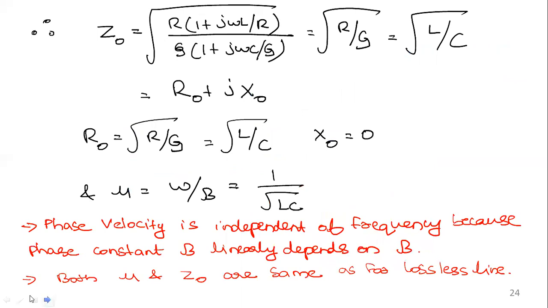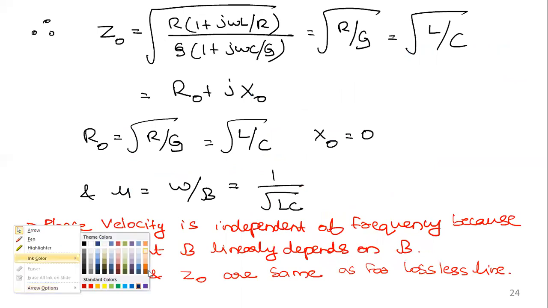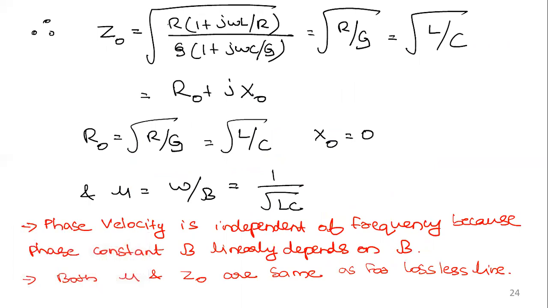So for characteristic impedance, we can write Z0 is equal to root of, on that same equation we again substitute. So we get root of R by G, which is equal to root of L by C. And you know that Z0 is equal to R0 plus jX0. Here also there is no imaginary part. So R0 is equal to root of R by G is equal to root of L by C, and X0 is equal to 0. And the velocity also you can get as 1 by root LC. And this is for a distortionless line.